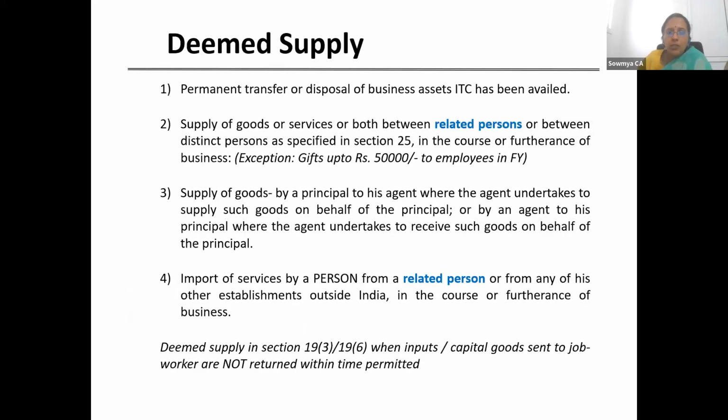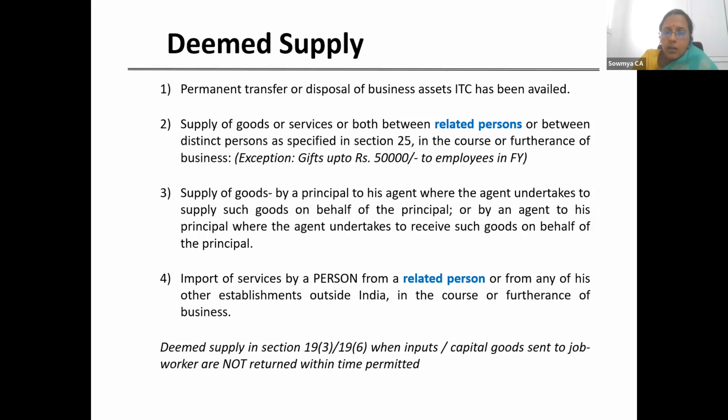Now we move to deemed supply, where even though there is no consideration, these transactions are to be considered as taxable supply. First one is permanent transfer or disposal of business assets where ITC has been availed. Supposing I'm going to close down the business, but still I'm going to sell the goods. You will say there is no furtherance of business in this case. But even then, if you have availed ITC, then it becomes a supply, and appropriate tax has to be paid.